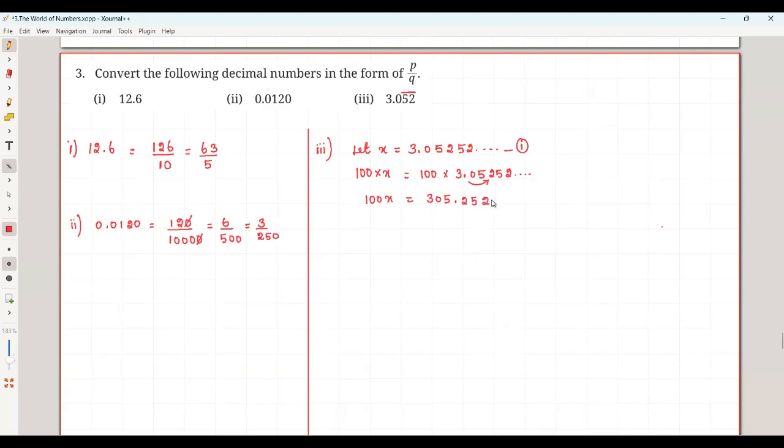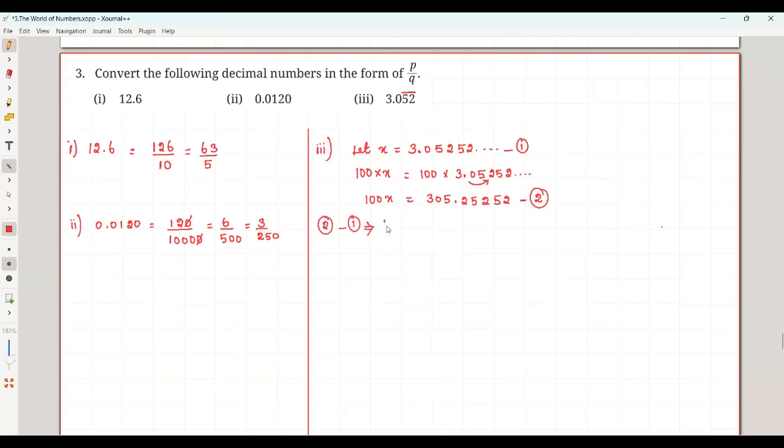So you'll be getting 305.252. Once again, you check, after the decimal point we should have an equal number of decimal places. Here I have only 3, here I have only 5. So I can repeat 52 once again. Now it will be equal, here also 5, here also 5. This will be easy for the subtraction. This is equation number 2. Now next step you have to subtract equation number 2 minus equation number 1.